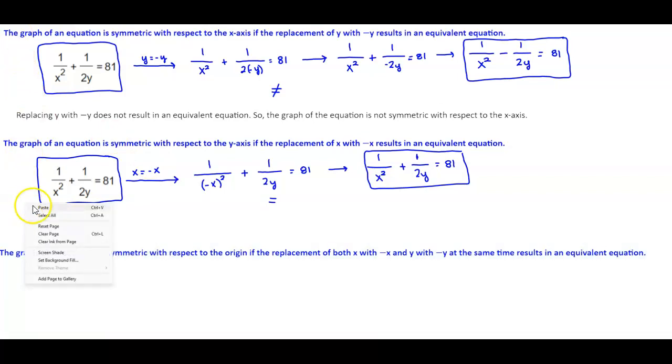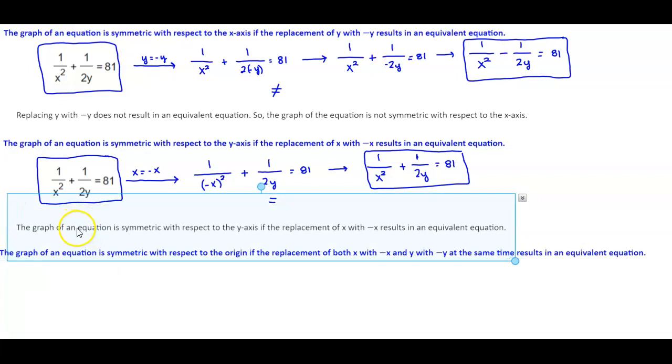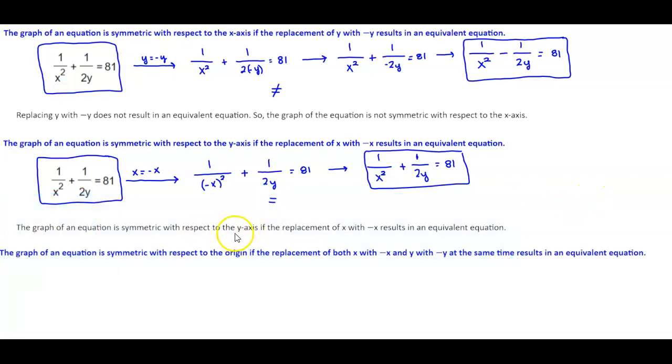So this tells us that the graph of the equation is symmetric with respect to the y-axis, because the replacement of x with negative x results in an equivalent equation. So therefore, we can see that it is symmetric with respect to the y-axis.